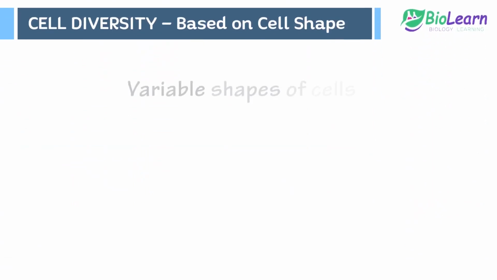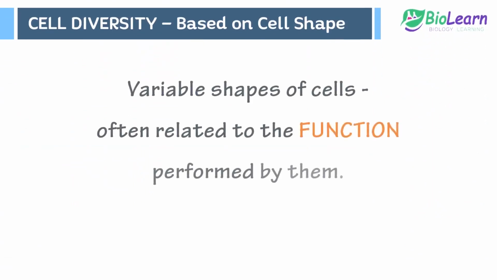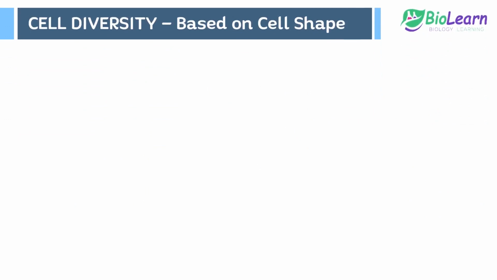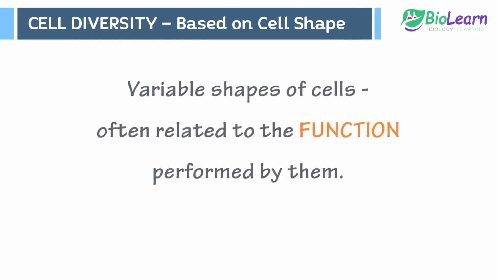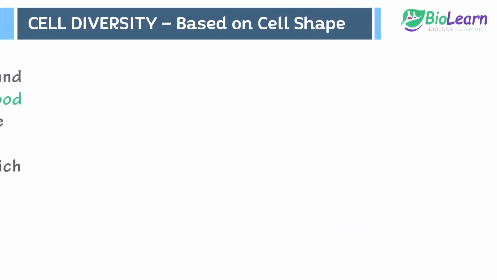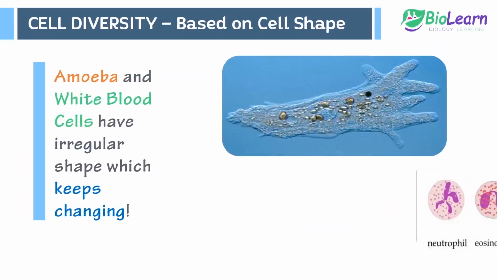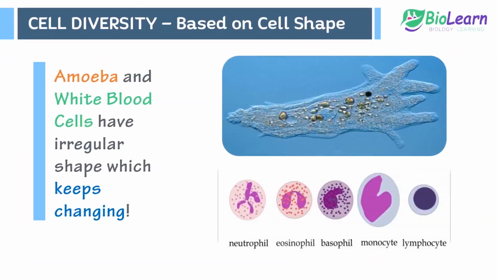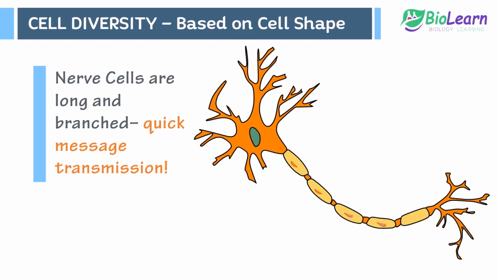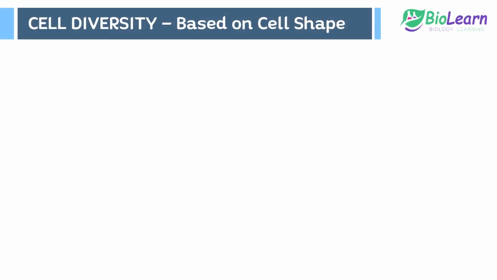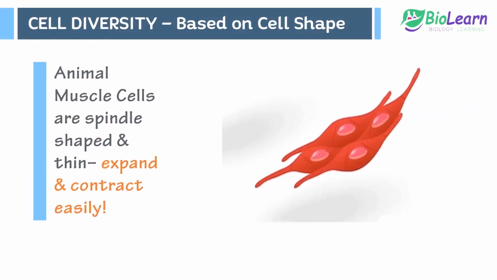The shape of different cells is variable. It is generally round, spherical or rectangular. The shape of the cell is often related to the function performed. Amoeba and white blood cells have an irregular shape which keeps on changing to capture food or during locomotion. Nerve cells are long and branched for quick transmission of messages. Muscle cells are spindle-shaped and thin, which enables them to expand and contract easily.